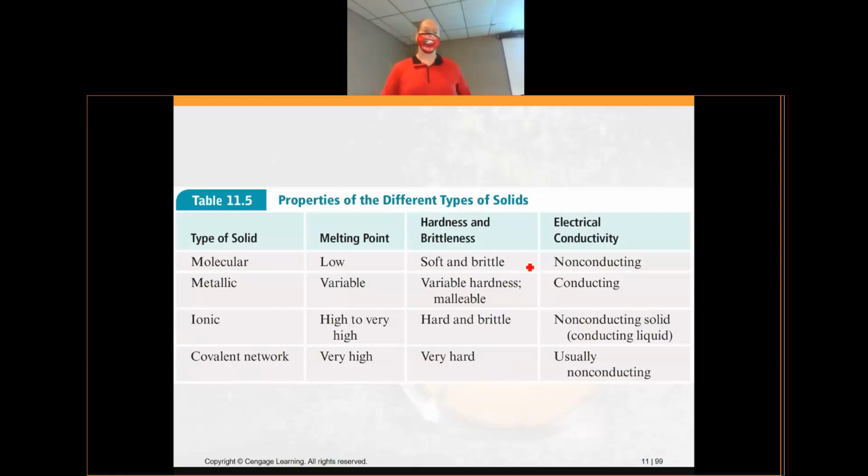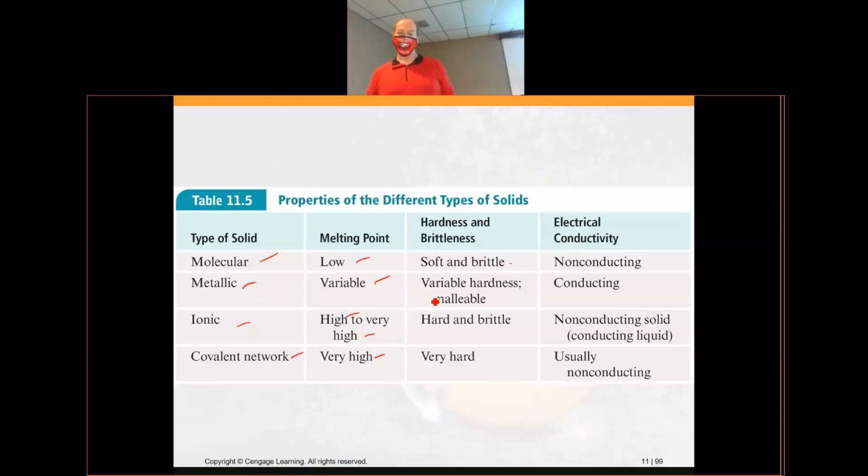All right, and so here is then the property chart. So we went through it a little bit. Molecular, the melting points were low. Metallic, the melting points were variable. Ionic, they were high, some very high. Covalent network, all of the melting points were very high. Some other physical properties, when you look at dry ice, you look at just regular ice, they're soft and brittle. All right, so you can break them easily. And they are non-conducting. Molecular compounds do not conduct electricity.